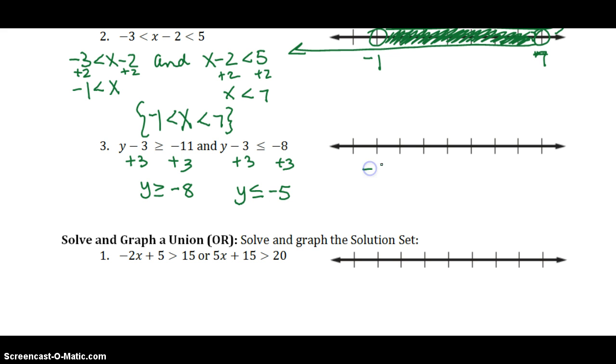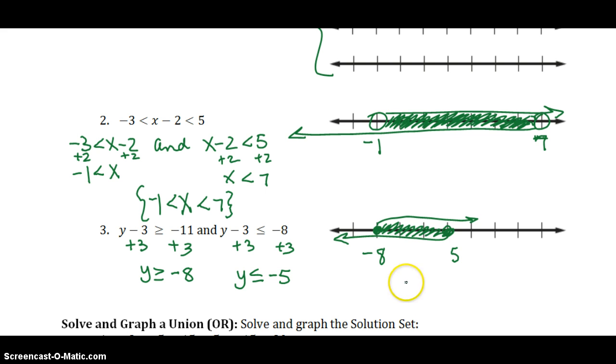So again, here's -8, 7, 6, 5, there's -5. It is equal to, so y is greater than or equal to, so it's going to go to the right. It's less than or equal to, so it's going to go to the left, and it's all the points in between. So this is the graph of y greater than or equal to -8, less than or equal to -5, and notice there's solid dots because the numbers here are included in the solution.